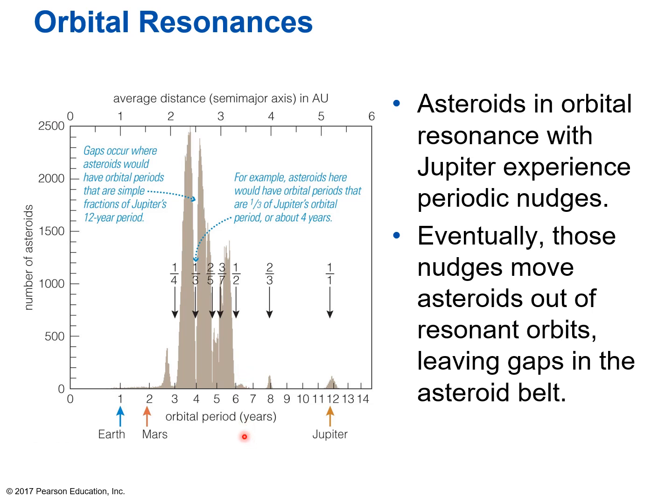So the upshot is we have the asteroid belt covering these distances, having these different orbital periods, but there are these gaps where stable orbits could not occur. What it says in the graph: gaps occur where asteroids would have orbital periods that are simple fractions of Jupiter's 12-year period. For example, asteroids here would have orbital periods that are 1/3 of Jupiter's orbital period, or about 4 years.